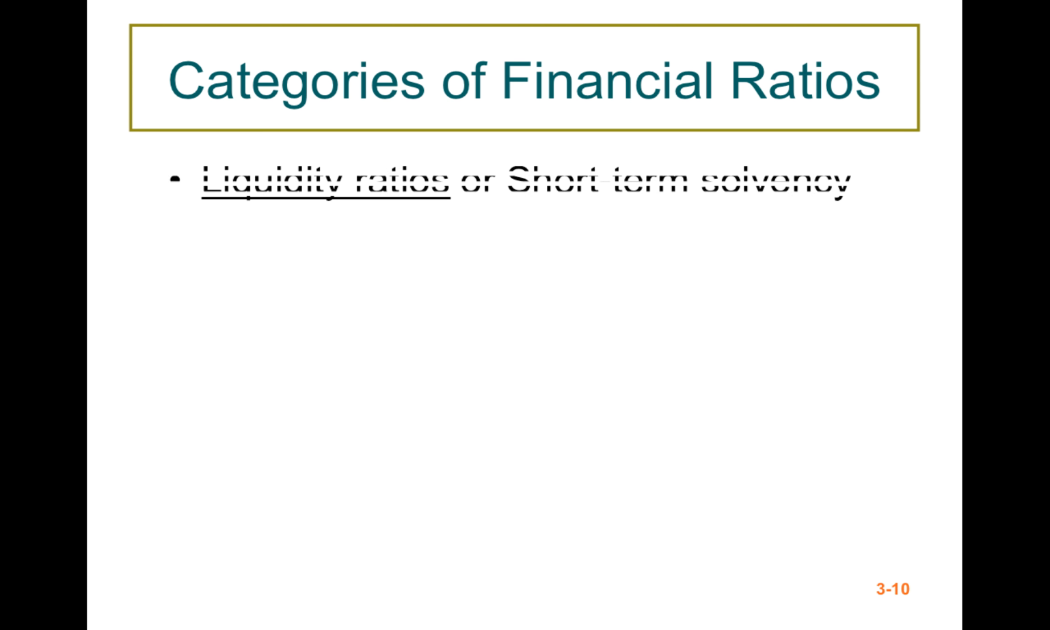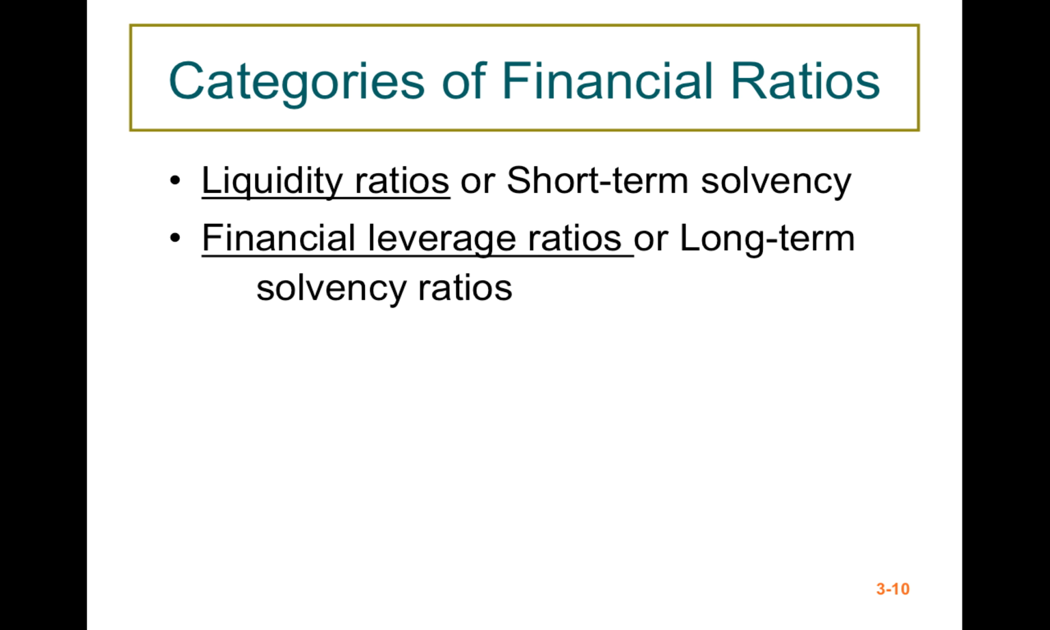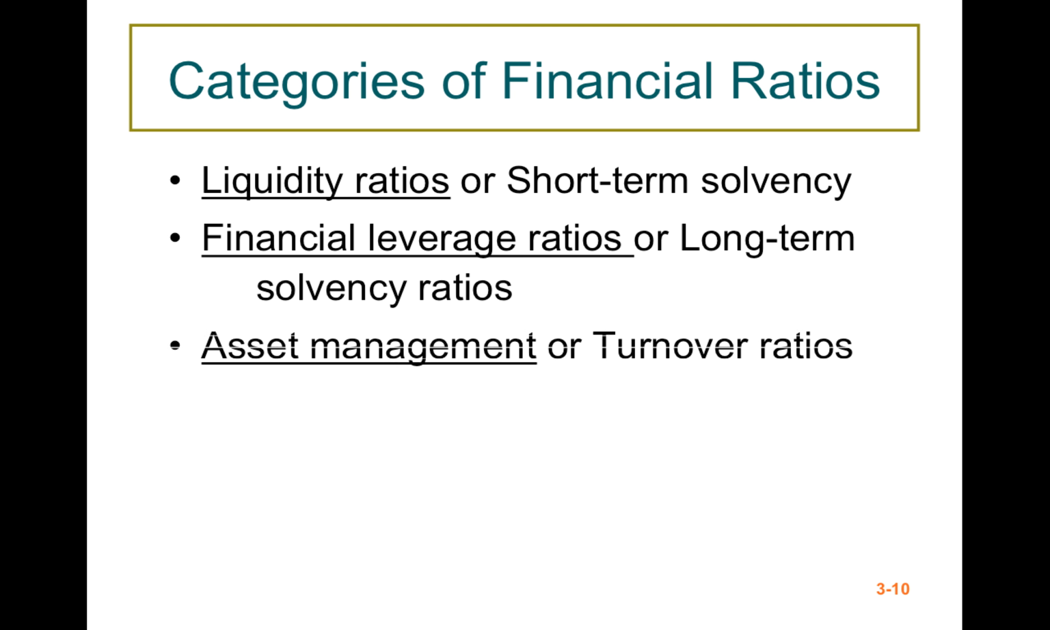So if we walk through some of these ratios here, let's start with liquidity ratios. There are 5 real categories that we're going to discuss. The first is liquidity ratios, which some people call short-term solvency ratios, and these measure a firm's ability to pay bills in the short run. Financial leverage ratios or long-term solvency ratios test the firm's ability to meet long-term obligations. Asset management or turnover ratios see how efficiently assets are being utilized by the firm. Profitability ratios measure how efficiently a firm operates and how that translates to the bottom line.